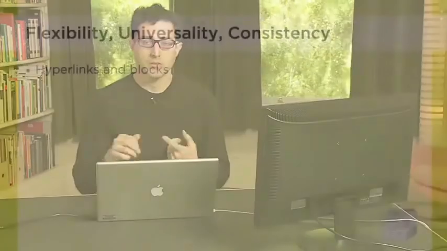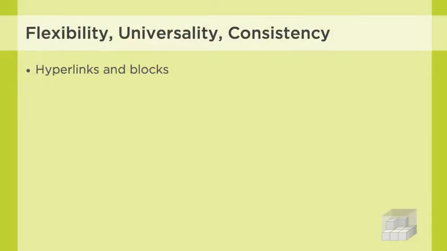There are several areas that HTML5 actually simplifies and makes it easier not only to learn HTML, but to also remember and use HTML. And these involve better flexibility, more universality, and better consistency. In particular, we're going to talk about how hyperlinks and blocks have become more flexible. Global attributes are now applicable to more elements. And the a and area elements have some minor fixes that make them more consistent, which is nice.